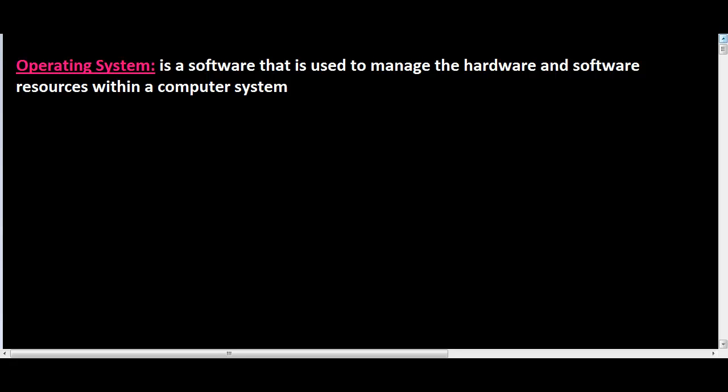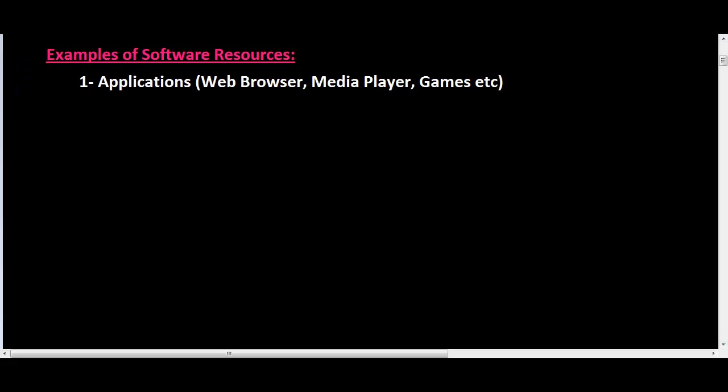By definition, an operating system is software that is used to manage the hardware and software resources within a computer system. So let's take a look at some examples of these resources. A good example of software resources would be the applications that are installed on your computer system, for example, the web browser, the media player, and the games that you've installed.